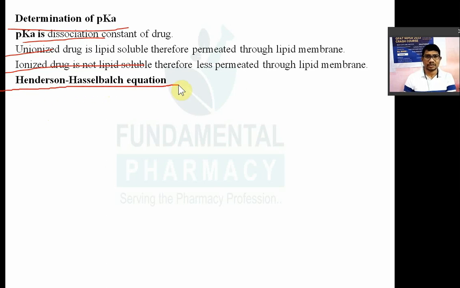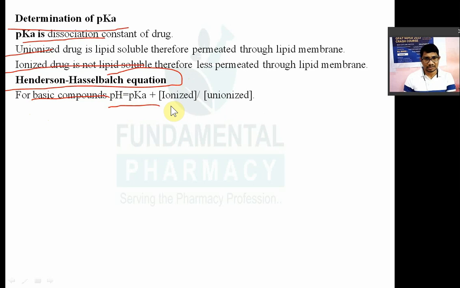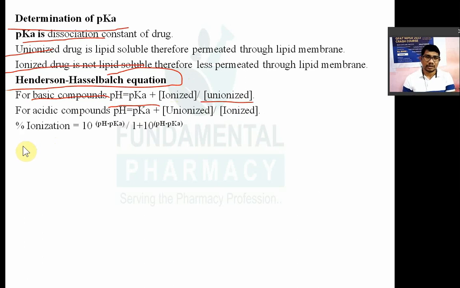A question has come on this. What is that equation? For basic compounds, pH is equal to pKa plus log of ionized fraction of drug divided by unionized fraction of drug. We have already seen this equation in general pharmacology. For an acidic drug it is the opposite: pH is equal to pKa plus log of unionized divided by ionized. Or you can also write it as pH minus pKa is equal to the log of ionized divided by unionized. So percentage ionization is given by this formula: 10 raised to pH minus pKa divided by 1 plus 10 raised to pH minus pKa.